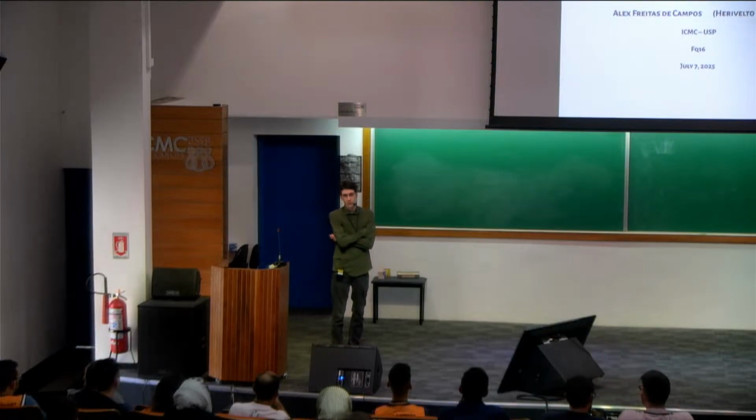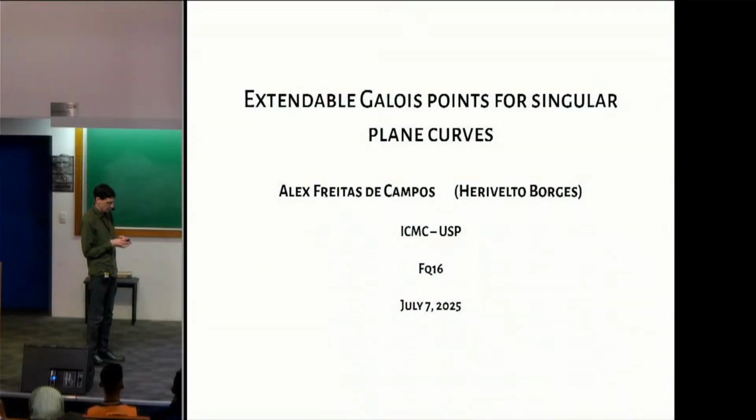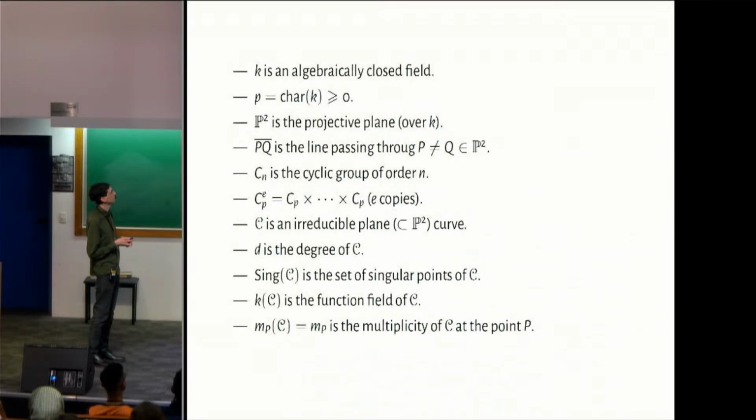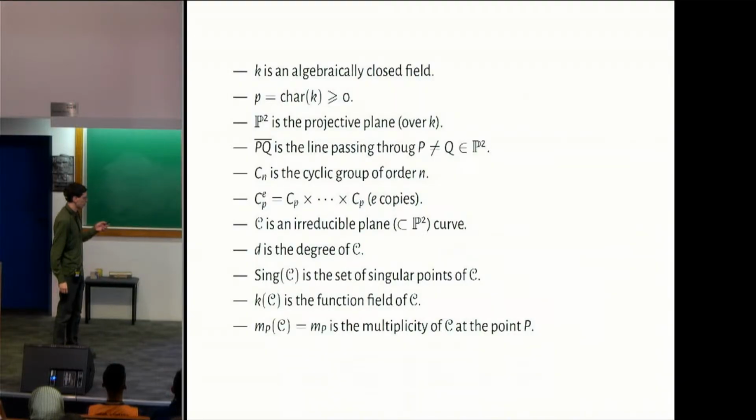So I will pass over again some of the definitions Professor Fukasawa just presented. But let me start by fixing some standard notation. For us, K will denote an algebraically closed field of characteristic p, which can be 0 or greater than 0. P2 is the projective plane over K. The line passing through two different points in the projective plane will be denoted by the two points with a bar over them. Cn is the cyclic group of order n.